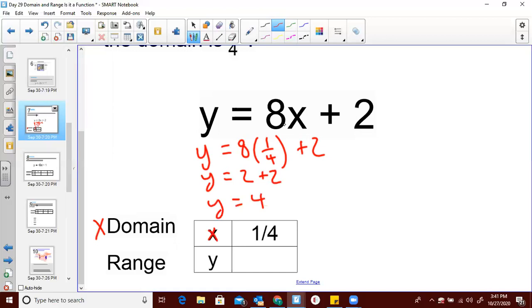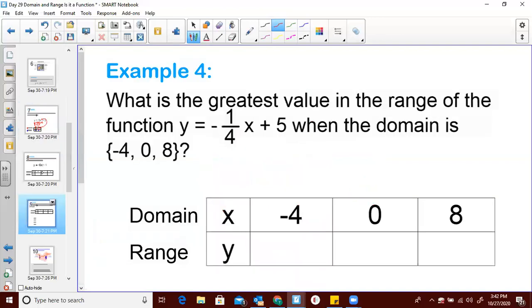So our range in this case, remember range is y. We have our y here is going to be 4. So all we had to do here was take this 1/4, plug it right into this x, and it gave us our answer. Now you could also do this in Desmos the same way that we did when we were doing solving equations, right? You could put in y equals 8x plus 2, then put x equals, and put your 1/4. I'll do that on the last problem.